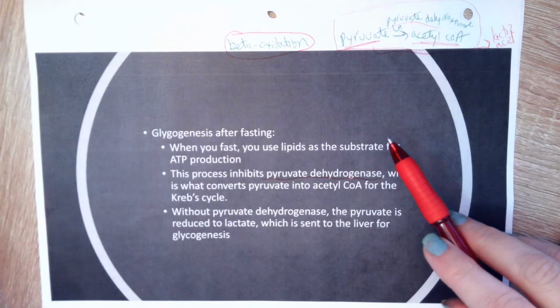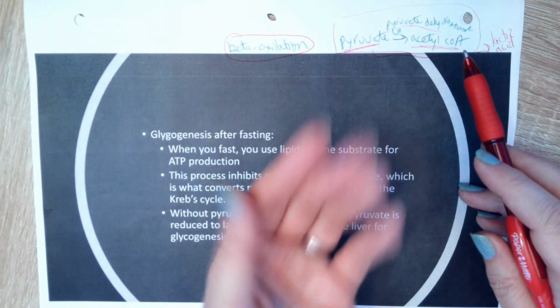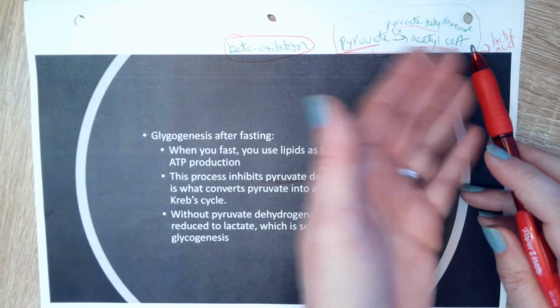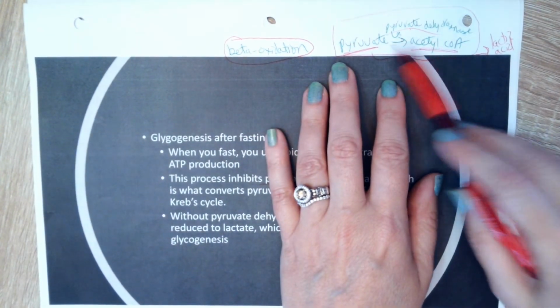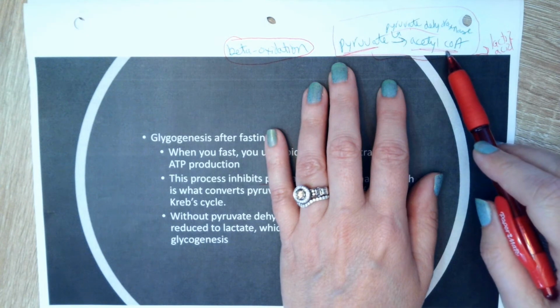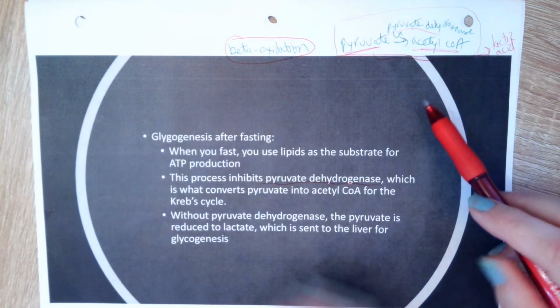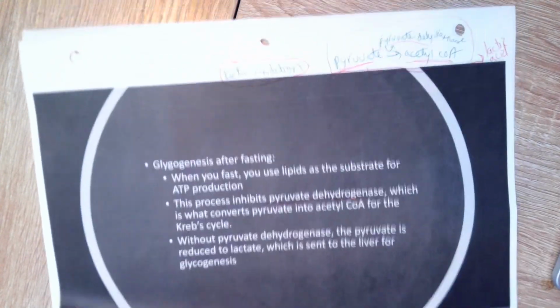So pyruvate from just your regular cells, not able to do the whole process, not able to turn into acetyl-CoA, because when the lactic acid goes to the liver, it gets turned into glycogen.